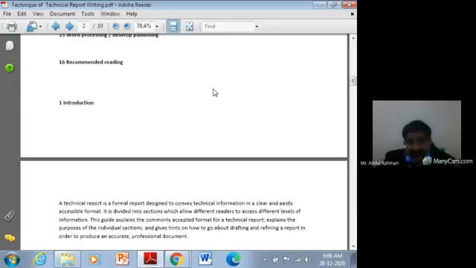So first of all, we have got the introduction with us. A technical report is a formal report designed to convey technical information in a clear and easily accessible format. It is divided into sections and subsections that allow different kinds of readers to access different levels of information.